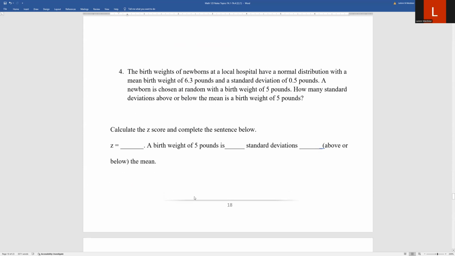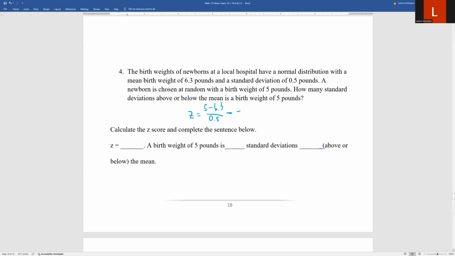The birth weight of newborns at a local hospital has a normal distribution with a mean birth weight of 6.3 pounds, standard deviation of 0.5 pounds. A newborn is chosen at random with a birth weight of 5 pounds. So that's the baby in question. How many standard deviations above or below the mean is your position? That's your Z-score. So calculate the Z. Z equals 5 minus 6.3, because that's the average, divided by 0.5, which is the standard deviation. So always the baby in question minus the average for all the babies divided by the standard deviation for all the babies.